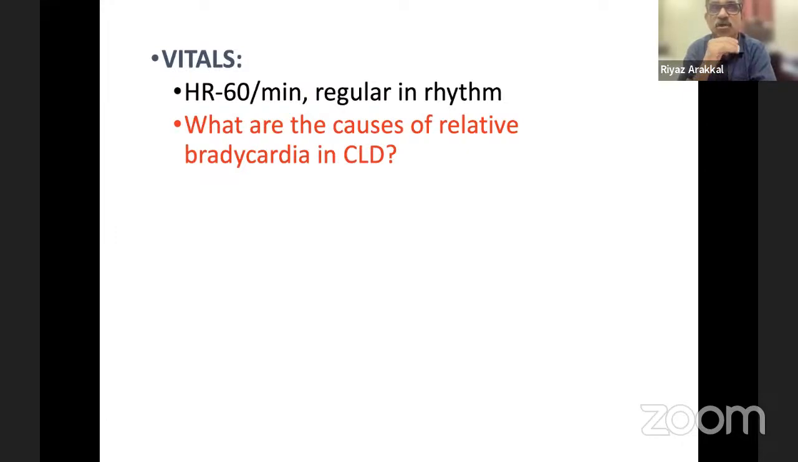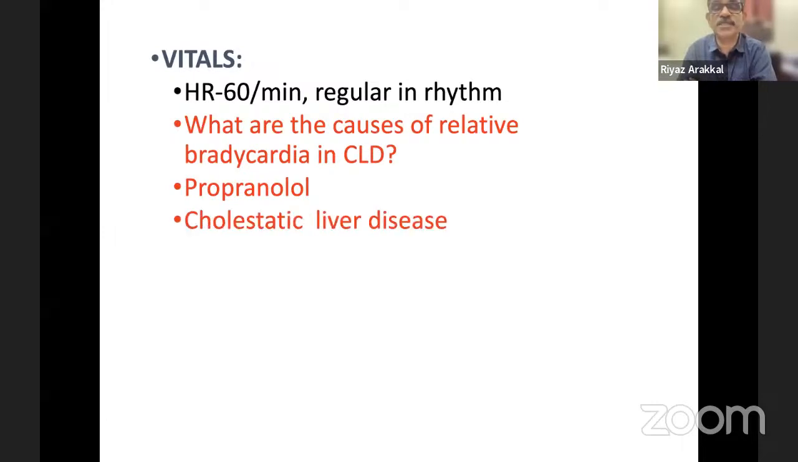We had shown an earlier clue also. Relative bradycardia in chronic liver disease, what may be the cause? Yeah, Aisha? She had a history of upper GI bleeding, so most probably she will be on propranolol. Propranolol therapy is one of the most important causes. The other one is cholestatic liver disease, cholestatic jaundice, bile acids, the old theory, maybe depressing the SA node. This child was actually on propranolol.